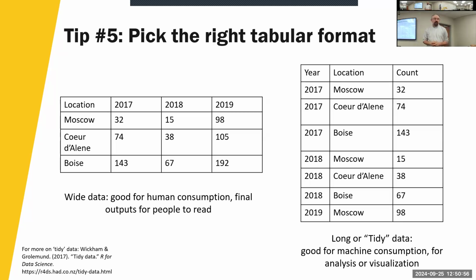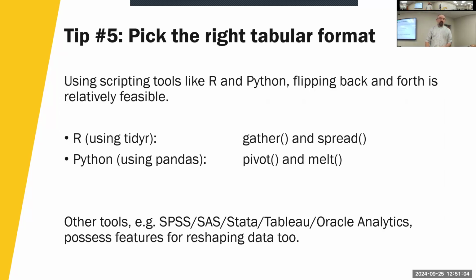And so it becomes a useful way to think about how you should structure and order your data, depending on what it is that you plan to do. You can actually flip back and forth using certain kinds of tools. So you can reshape your data depending on the tool that you're using.